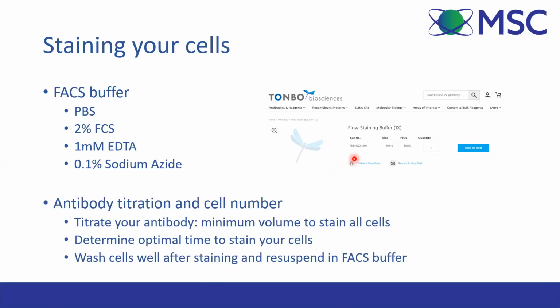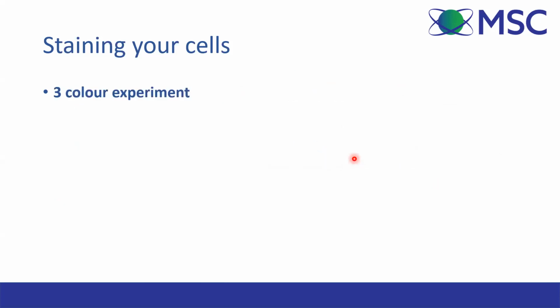There's some tips then for working with your antibodies. All of your antibodies should be titrated to ensure that you're using the minimum volume to stain all of your cells. This avoids the effects of excess antibody in your solution. You should also be consistent with the cell number you're using across your experiment. Generally, between 1 and 5 million cells per mil is a good guide to start off with.